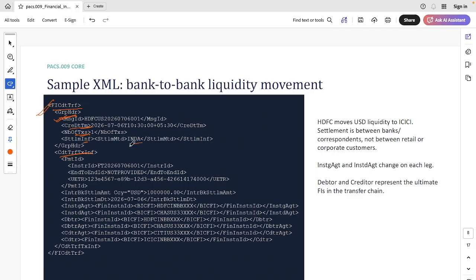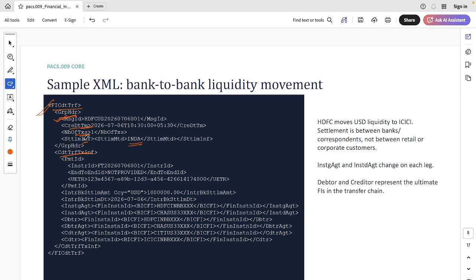Here the settlement method is INDA. INDA means settlement by the instructed agent. In simple language, it indicates the settlement is handled through the instructed agent's account relationship. I have already explained these settlement methods in a separate video. You can go and watch it.